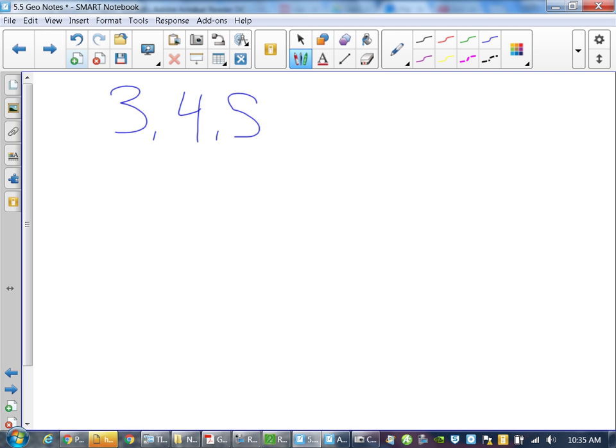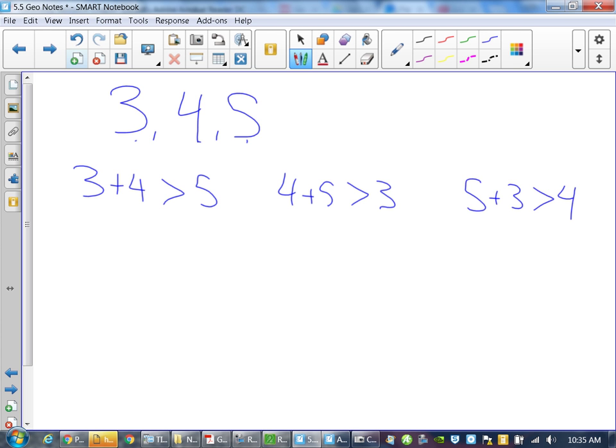Do you guys remember how to work with inequalities? Greater than, less than, that kind of stuff? Since there are 3 sides, there are 3 different inequalities that always hold true if you can make a triangle. Watch what happens. 3 plus 4, is it bigger than 5? Is 4 plus 5 bigger than 3? Is 5 plus 3 bigger than 4? Yeah. Do you see how I just rotated the numbers?